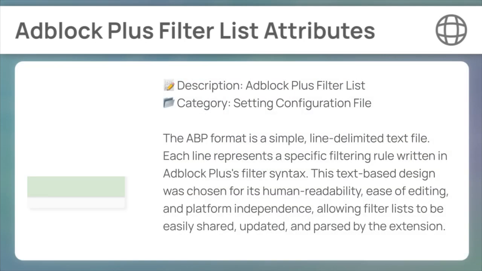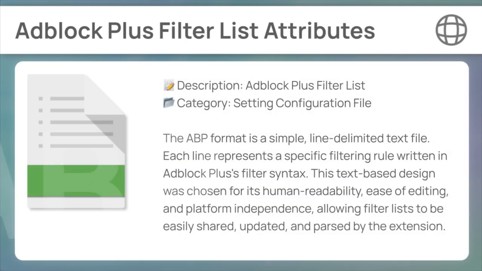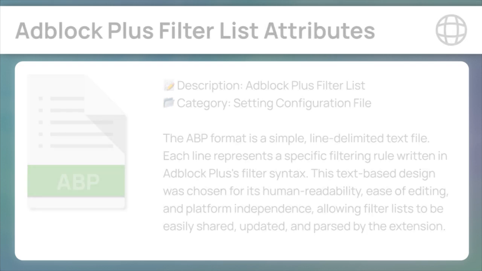The ABP format is a simple line-delimited text file. Each line represents a specific filtering rule written in Adblock Plus's filter syntax. This text-based design was chosen for its human readability, ease of editing, and platform independence, allowing filter lists to be easily shared, updated, and parsed by the extension.